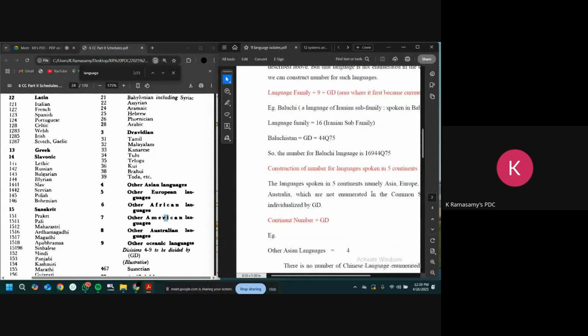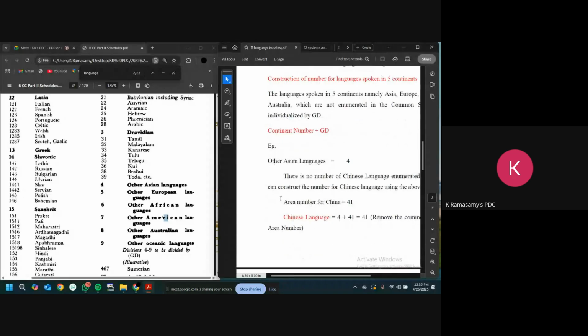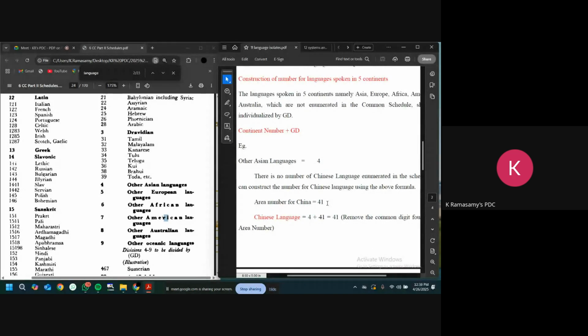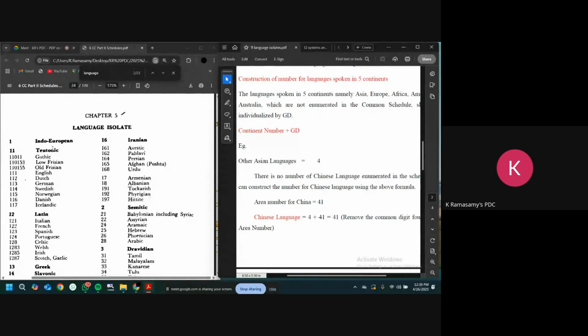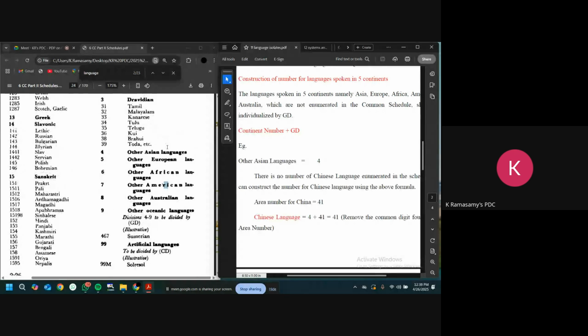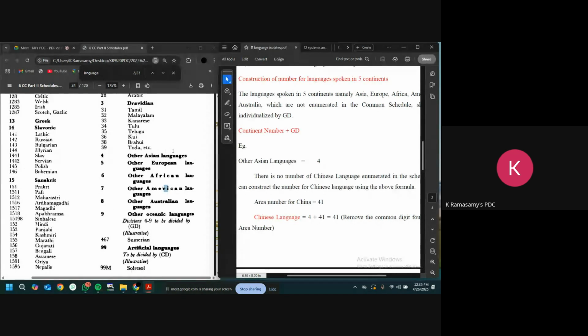I'll tell you a small example of how you can construct a number. For example, you want a number for Chinese. No number is available here for the language Chinese. How can you construct it? You know very well that China is in Asia. You go to number 4. What is the number for China? 41. So what is common for 4 and 41? 4 is common. So remove the 4 of the area number. You take only 1 from China. This 1 is to be attached to this 4. That becomes 4-1. That is called the Chinese language.